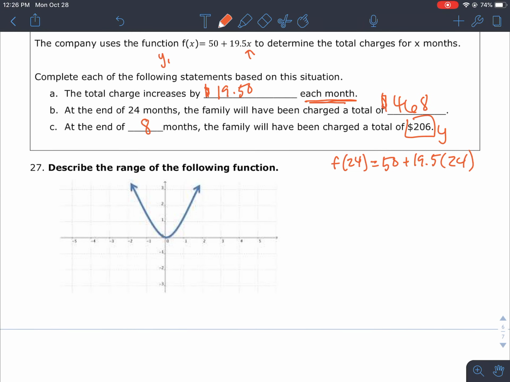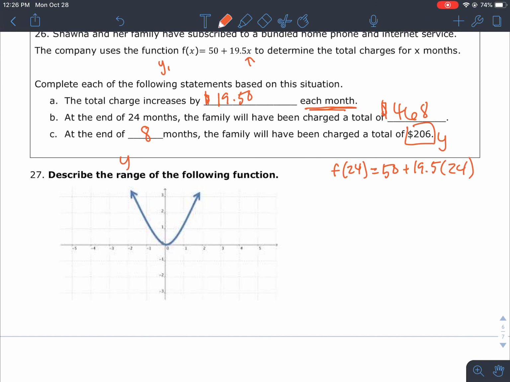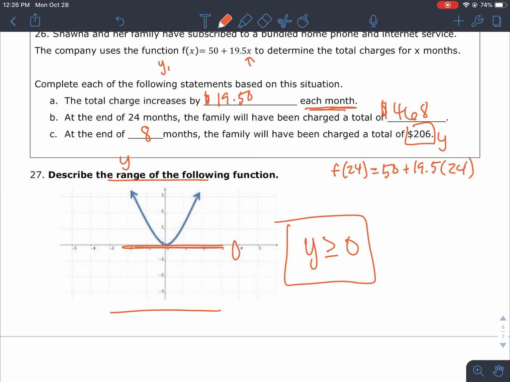Last one, describe the range of the following function. Remember, range is your y value, and that's floor to ceiling. Okay, so my range is here. Nothing goes below 0, so I'm going to say y is greater than or equal to 0. I have the arrows going up, so it's never going to stop on the way up. This is the end of review 6. If you need to, make sure that you rewind and pause it so that you can make sure that you get all of this information.